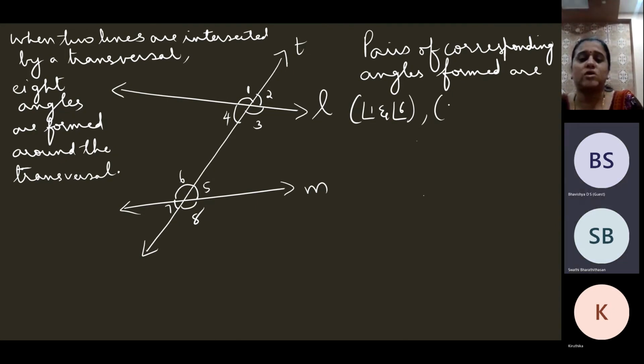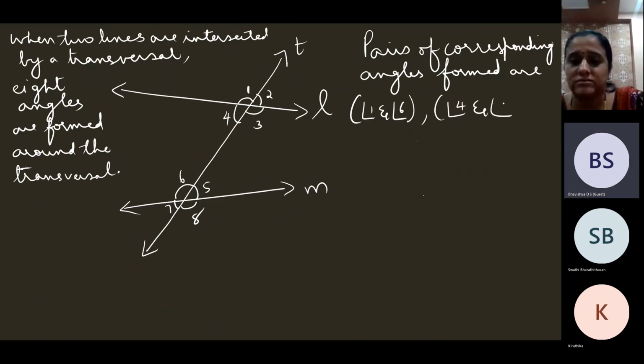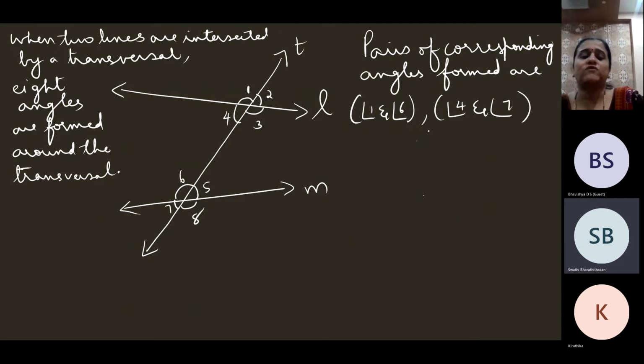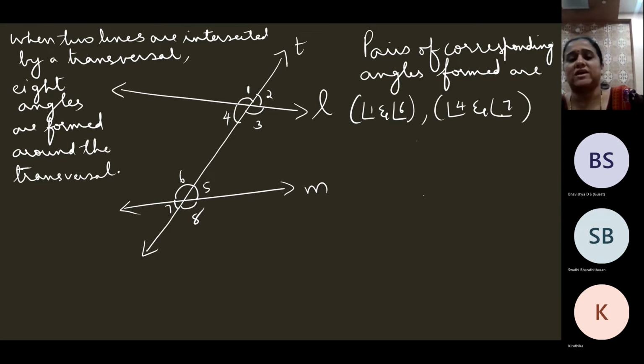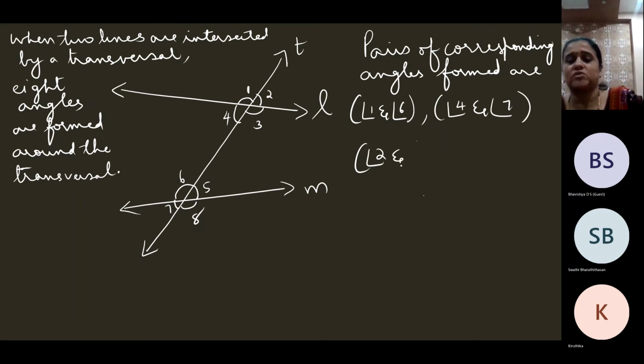Ma'am, next, angle 4 and angle 7, ma'am. So 4 and 7, they lie on the same side of the transversal. 4 is an interior angle while 7 is an exterior angle and they don't form a linear pair. Very good. Now on this side, 2, 3, 5, 8. Ma'am, angle 2 and 5. Angle 2 and angle 5.